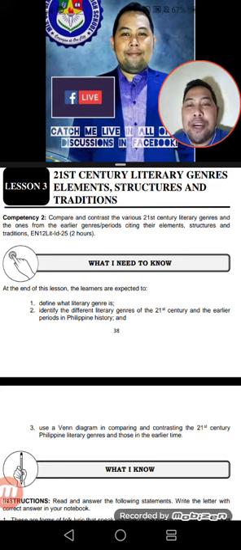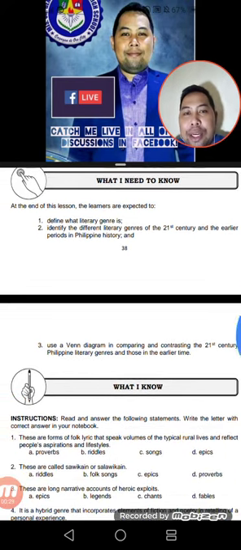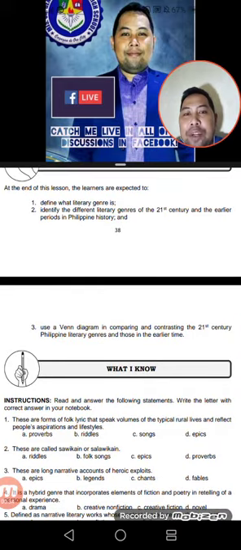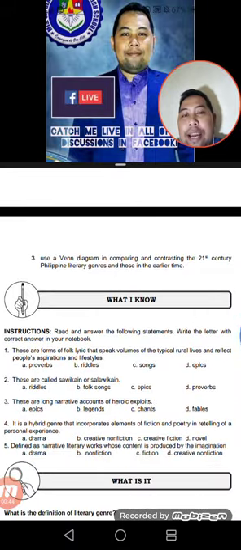We have here Lesson 3, Module 1: 21st Century Literary Genres, Elements, Structures, and Traditions. So let's proceed. At the end of the lesson, the learners are expected to define what literary genre is, identify the different literary genres of the 21st century and the earlier period in Philippine history, and use a Venn diagram in comparing and contrasting the 21st century Philippine literary genres and those in the earlier time.